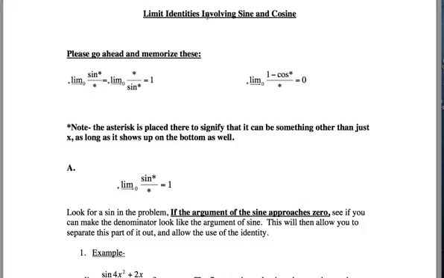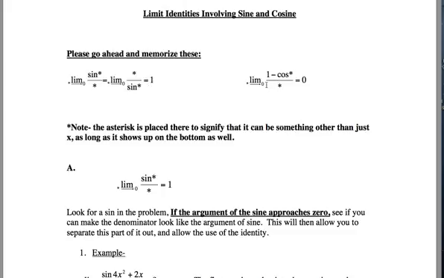Today we're going to look at limits involving sine and cosine. The main thing you're going to try to do is set up these basic identities. First of which is the limit as something approaches 0 of the sine of that something over that same exact something, which equals 1. Or if it's that something over the sine of that exact same something, as long as they're both going to 0, it'll also equal 1.